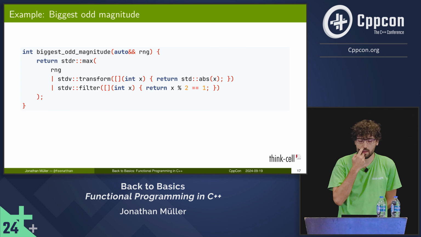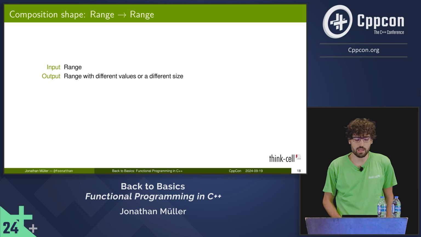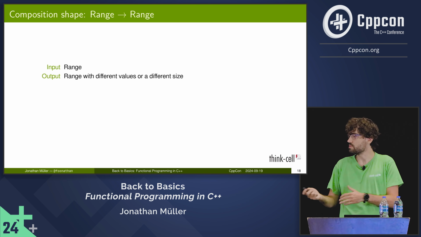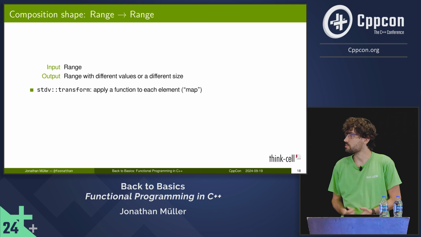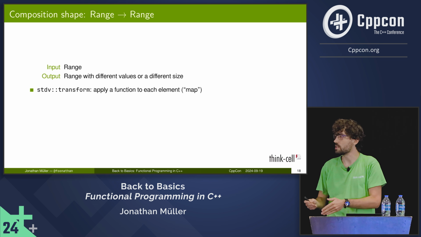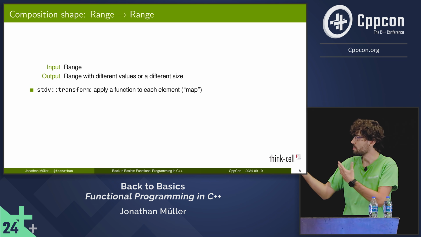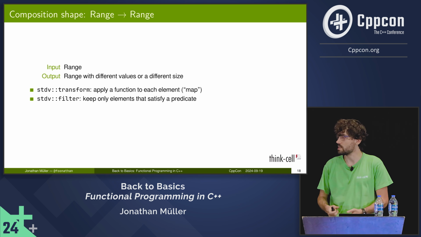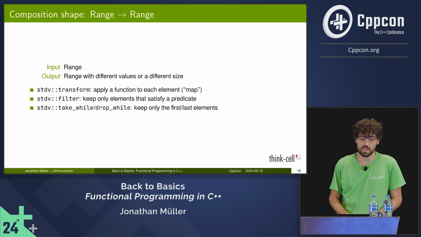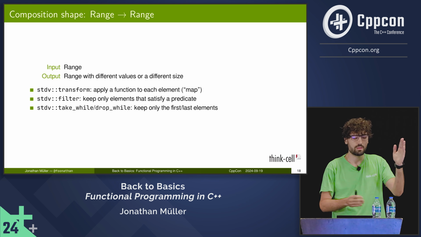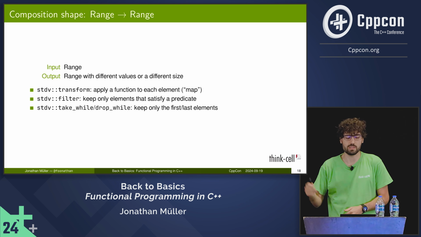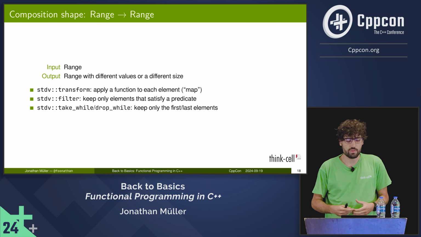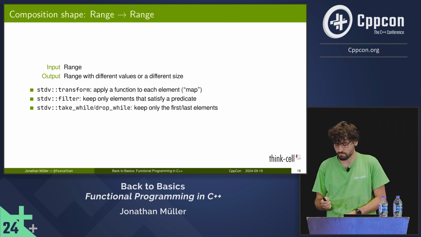Okay. So the takeaway here is that we've got the composition shape. You have a range, and you want a different range, right? Different values or different lengths or something. And for that, we can use, for example, transform. Transform takes a range and returns the range by applying a function to each element so that it manipulates the values. And you've seen filter, right? This only keeps elements of the range that satisfy a predicate. And then there are a couple more views like this, for example, take while and drop while. They remove some prefix or suffix of the range based on a predicate, right? And those are designed to take a range and return a slightly different range.